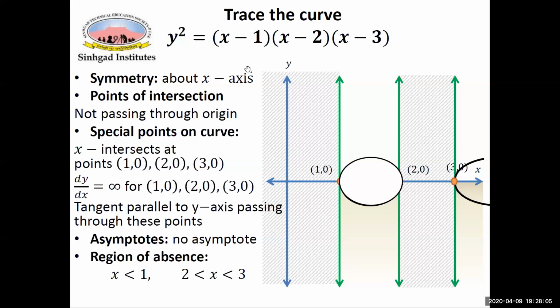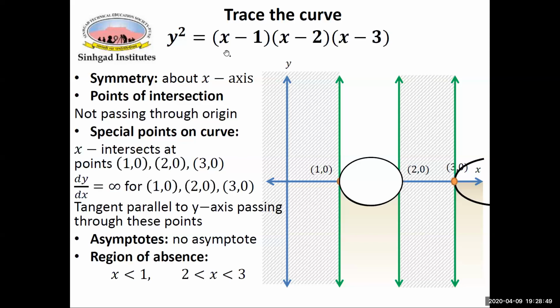Now, we'll check between 1 to 2. Substitute 1.5. I'll get here 0.5, minus 0.5, and minus 1.5. These two terms will be negative, and this one will be positive. So the product will be positive, and hence y square is positive, which means the curve exists in this region. Now between 2 to 3, take any point, say 2.5. If I put 2.5, I'll get positive, positive, but this will be negative. So the product will be negative, and hence the curve does not exist between 2 to 3.